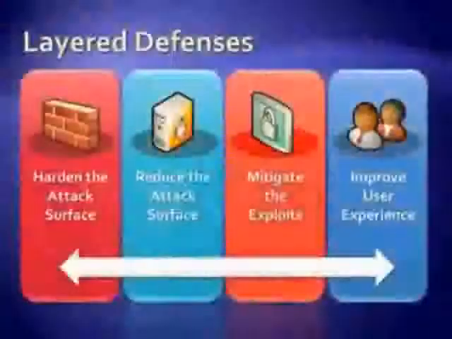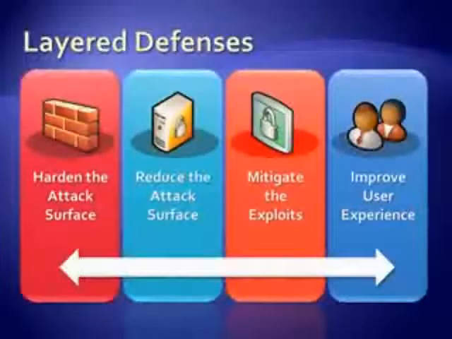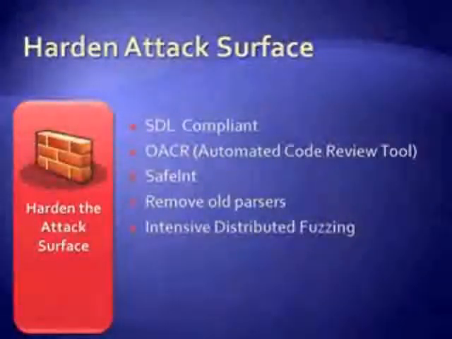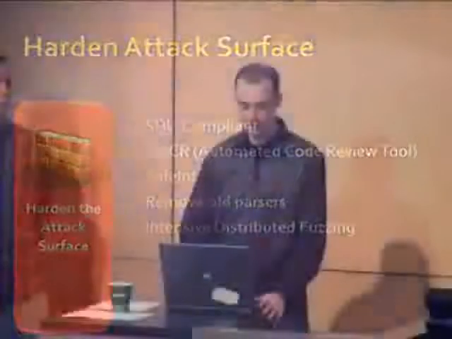So in securing Office, we didn't want to just take one approach and say, hey, we have a bunch of fuzz bugs, let's just go after them. We wanted to look at this and layer our defenses, and the way that we do that is in 4 layers. First, we try to harden the attack surface, we reduce the attack surface, we mitigate exploits, and we try to improve the user experience, and I'll dig into each of those now.